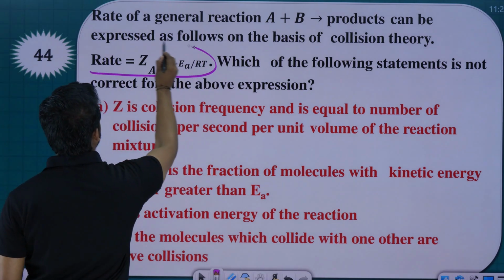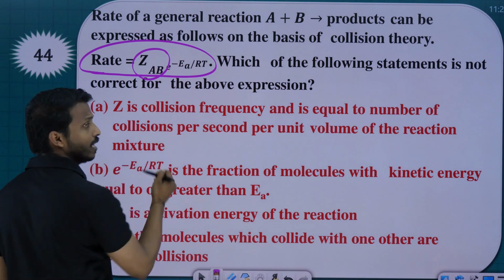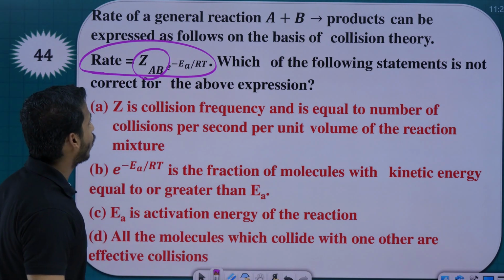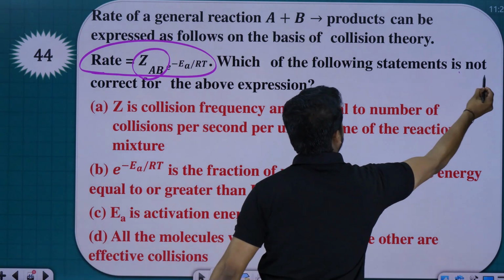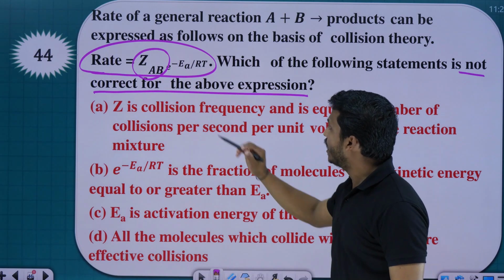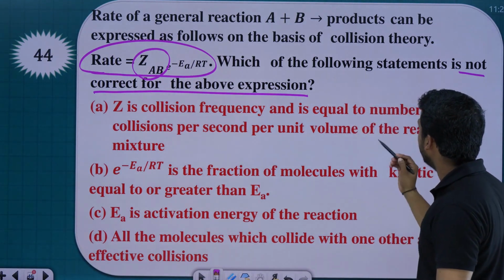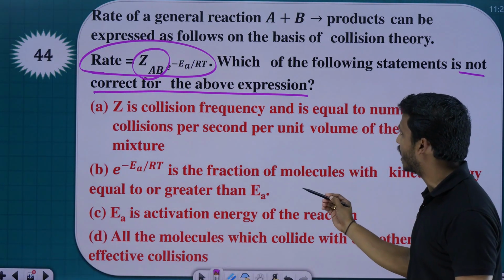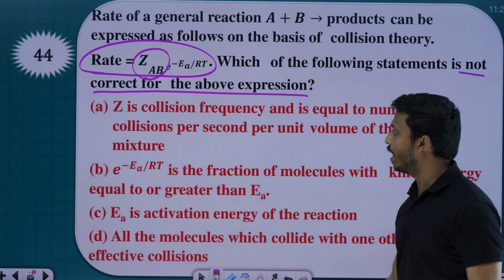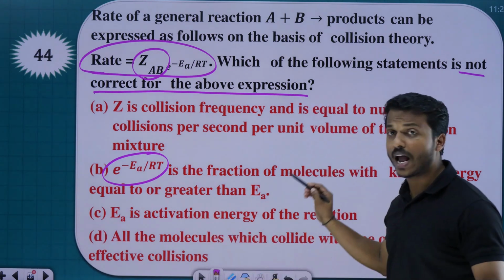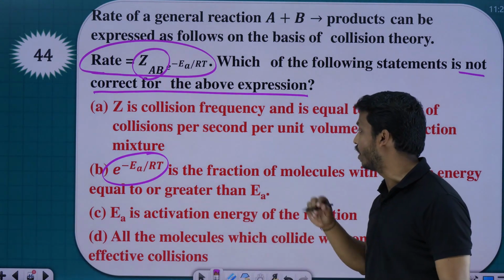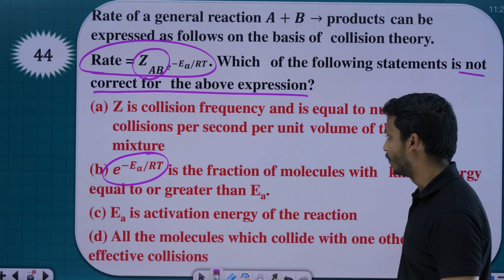Rate of a general reaction A plus B gives product can be expressed as follows. Okay, rate is given here. What is Z? Z is the collision frequency. A and B are the reactants. Which of the following statements is not correct for the above expression? Z is collision frequency and is equal to the number of collisions per second per unit volume of the reaction. Yes. E raised to minus Ea by RT is the fraction of molecules having energy greater than or equal to which one?